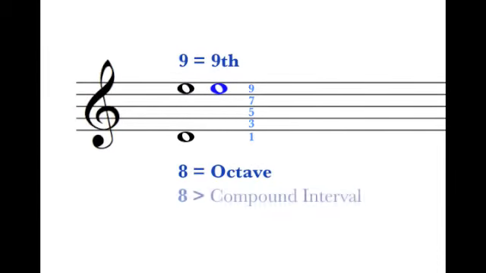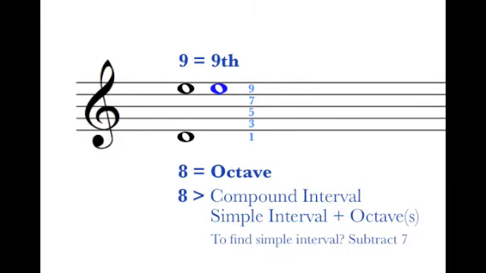However, we have a compound interval in this case because an 8 is an octave, or some kind of octave. And if it's greater than 8, then we have a compound interval. So you can describe a compound interval also in terms of its simple interval plus some number of octaves. To find the simple interval, you just subtract 7, or you subtract 7 several times until you reach one of the regular intervals. In this case, we just subtract 7 once, and we get 2, so now we know that we have a second. A ninth is a second plus an octave.